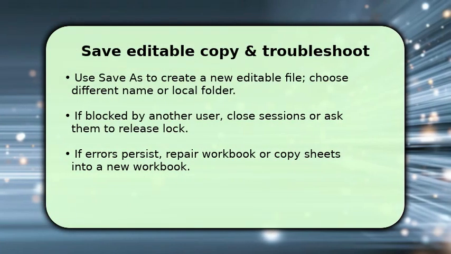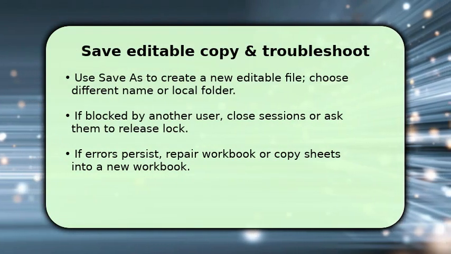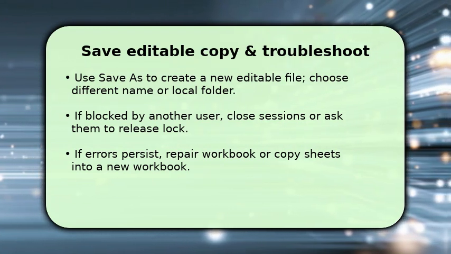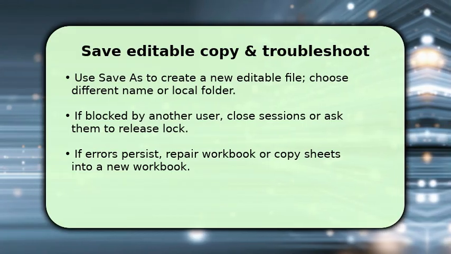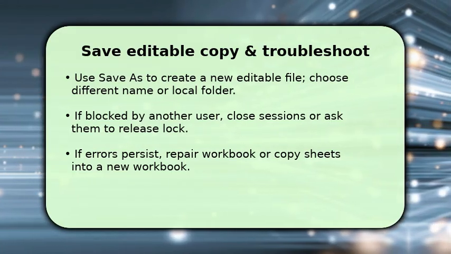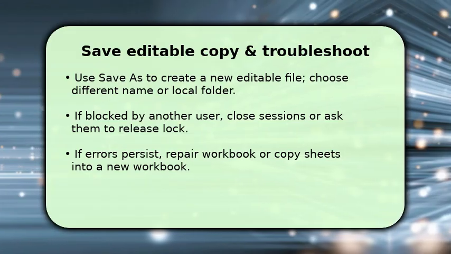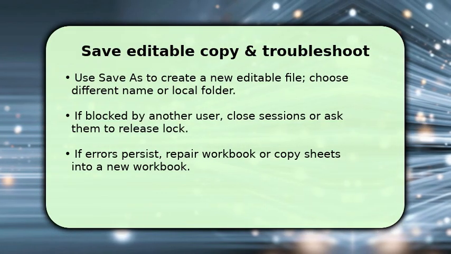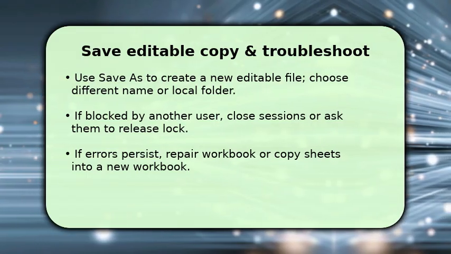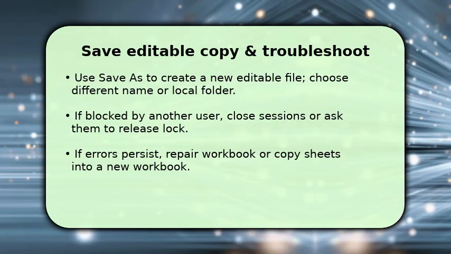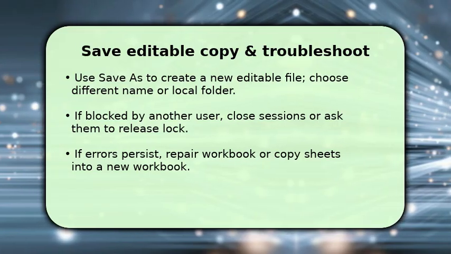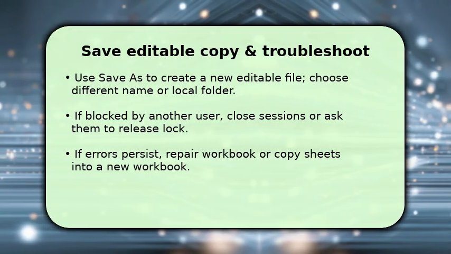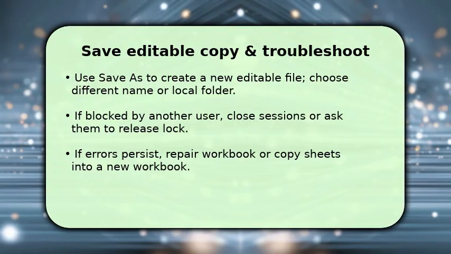To finish, save an editable copy. You save as and choose a new file name or local folder so you bypass locks. If Excel still opens read-only because someone else has it open, ask them to close it or terminate stale sessions on the server. Then reopen. If corruption or persistent protection remains, repair the workbook via Open Repair or copy the sheets into a fresh workbook. One key troubleshooting tip: if save as fails, export data to CSV and rebuild in a new workbook.